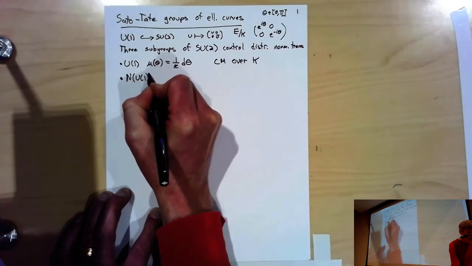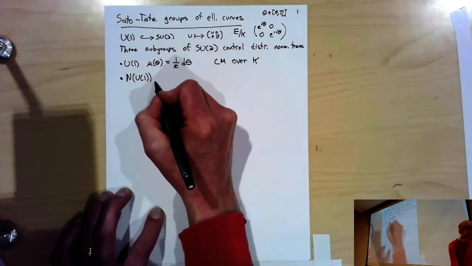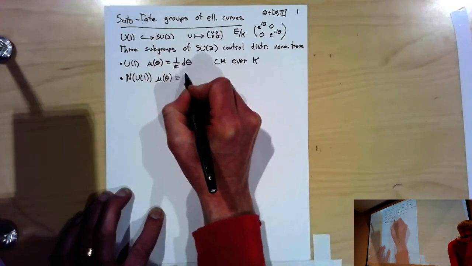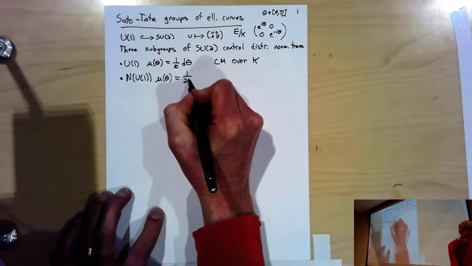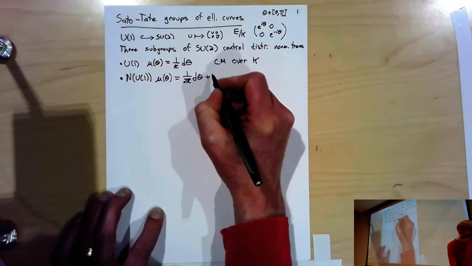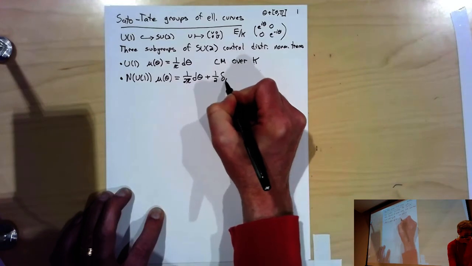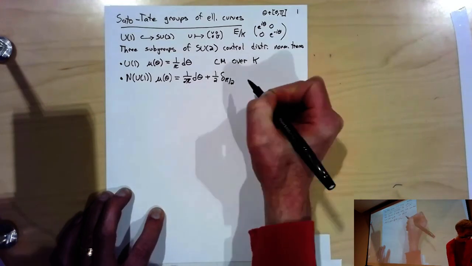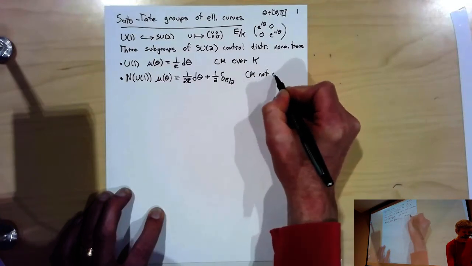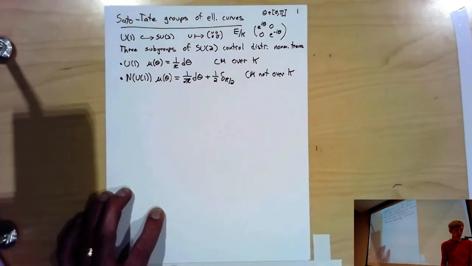The next group we found was the normalizer of this embedding of U1 in SU2. Here the push forward of the Haar measure looks like, well, we have the identity component, which gives half of this measure. But then we also have the non-identity component, which is just half of the Dirac measure at the angle pi over 2. This was the situation where we had CM but not defined over K. So, for example, for an elliptic curve over Q with CM, this is what we would see.